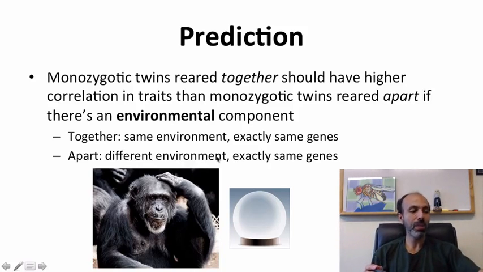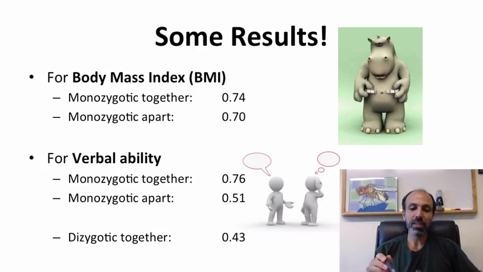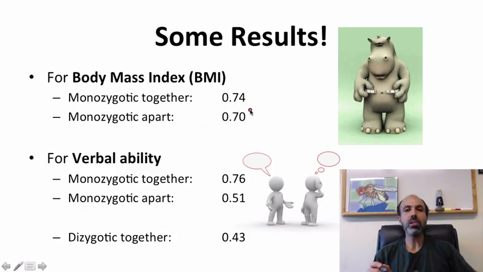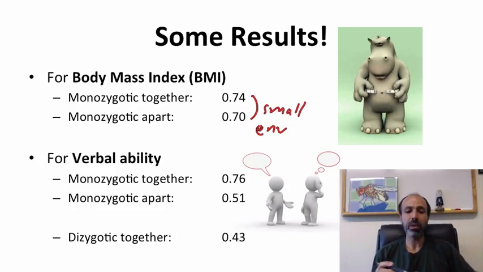Now, this has been done quite a bit, especially in the context of psychology, but in other areas as well. So here are some results. Looking at body mass index, or BMI, monozygotic twins reared together have a correlation of 0.74. In contrast, monozygotic twins reared apart have a correlation of 0.70. This suggests there may be some environmental component, but it is surprisingly small. You may think this is unexpected for something like body mass index, but in fact, for this particular study, that's what they found.